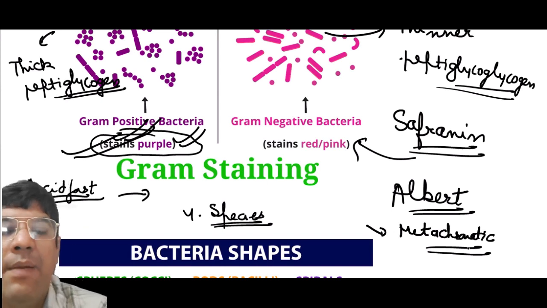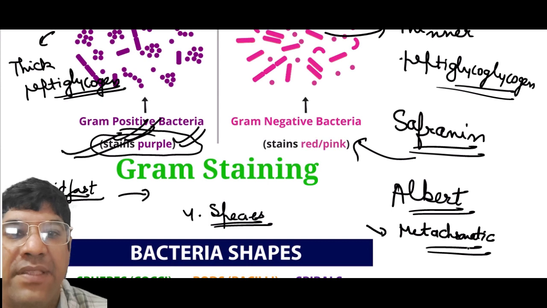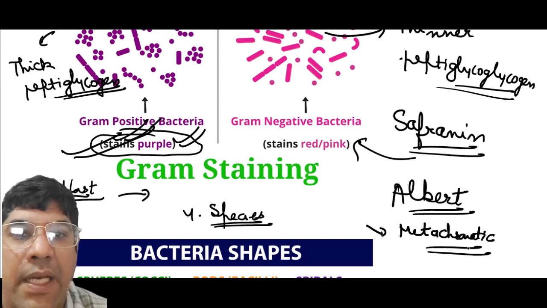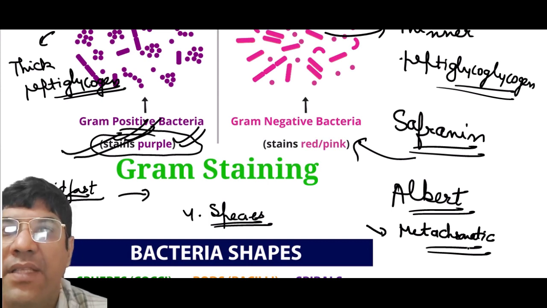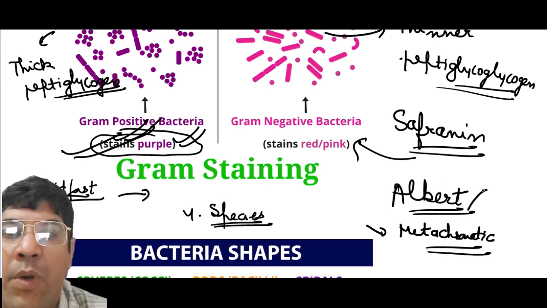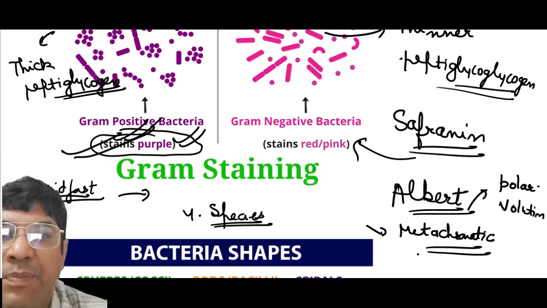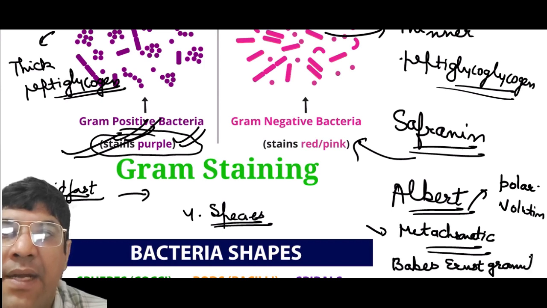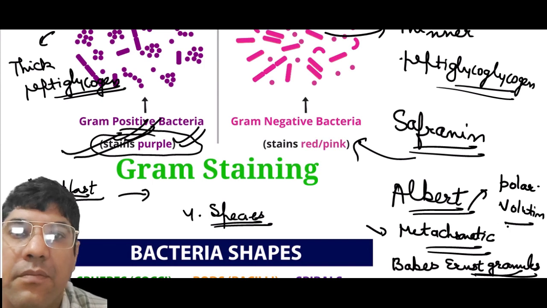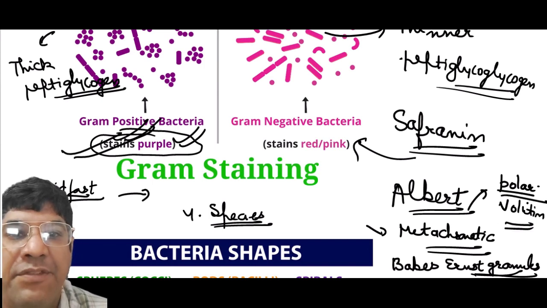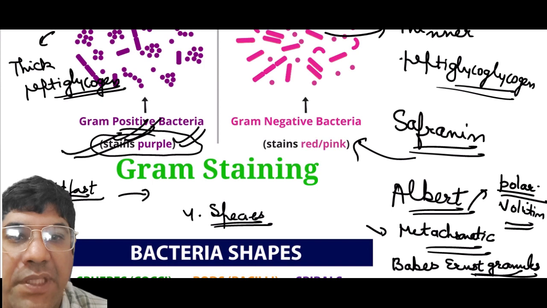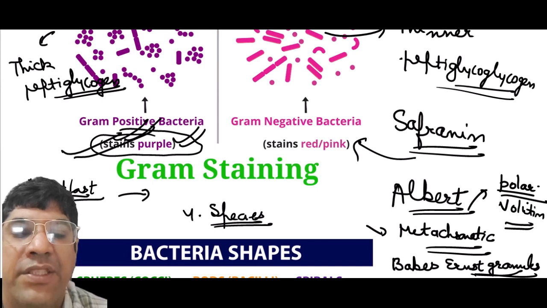So the Corynebacterium diphtheriae is characterized by slender bacilli with the metachromatic granules, also known as polar bodies, volutine, or Babes-Ernst granules. The key point that you have to remember for your entrance exam. Albert stain is used to demonstrate these granules, aiding in the identification of these bacteria.